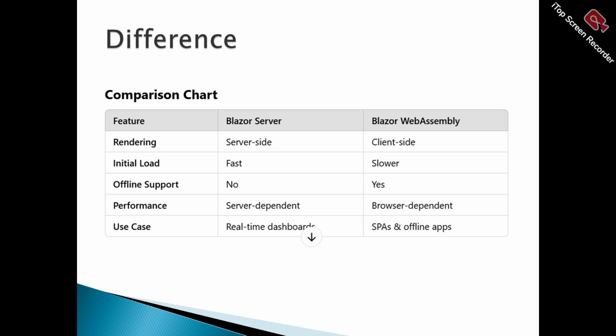If you want to make a real-time application that will update your dashboard in real time, meaning without refreshing the page, then you will use Blazor Server. And if you want to make an offline app or single page application, then you will use Blazor WebAssembly.